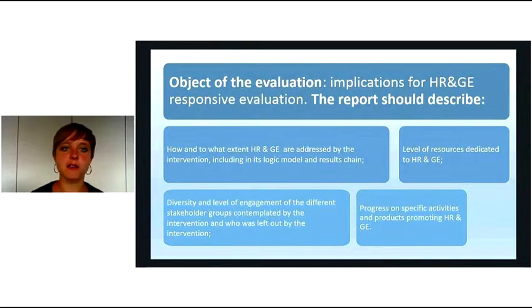While these things may be obvious for interventions explicitly focused on human rights and gender equality, it may require closer analysis for programs where gender and human rights were not the primary area of focus. But the report should still identify any specific steps taken in the program to address human rights and gender equality, even and perhaps especially for programs where these issues were not the main focus.